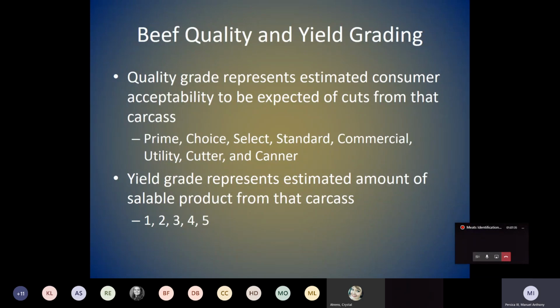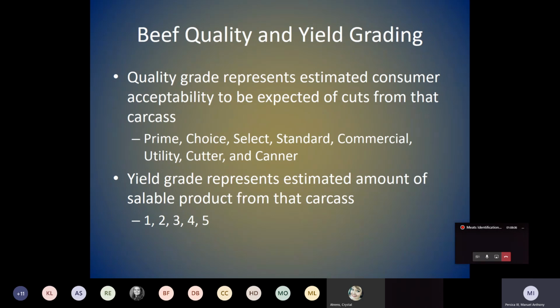It's how we start the placing of classes. Everything, how we start the pricing of carcasses, is based on quality grade. We adjust on yield grade, which is an estimate of how much of that product. So quality grade will tell us the eating expectation of that carcass, and yield grade, how much of that carcass will we be able to maintain, okay?